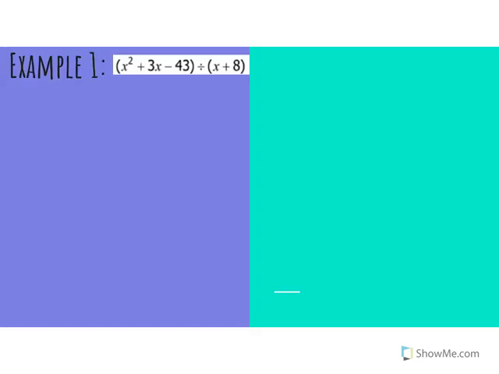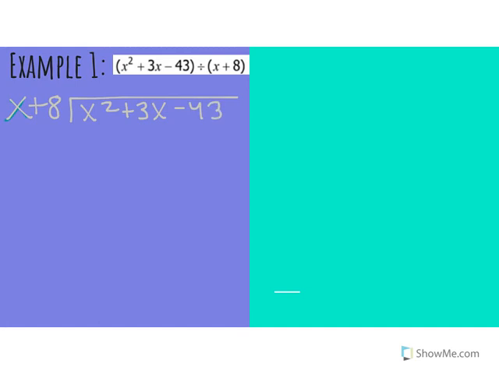For our first problem, we have x squared plus 3x minus 43 divided by x plus 8. When we go through and do this problem, the divisor, the thing we're dividing by, is x plus 8. And then I write down my x squared plus 3x minus 43 within the division symbol.